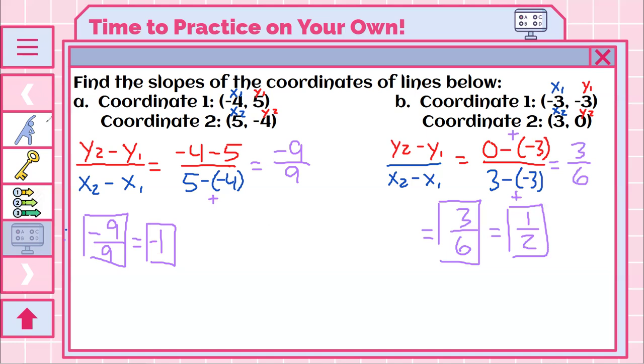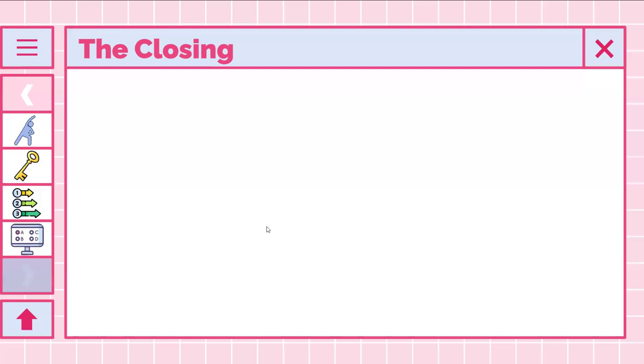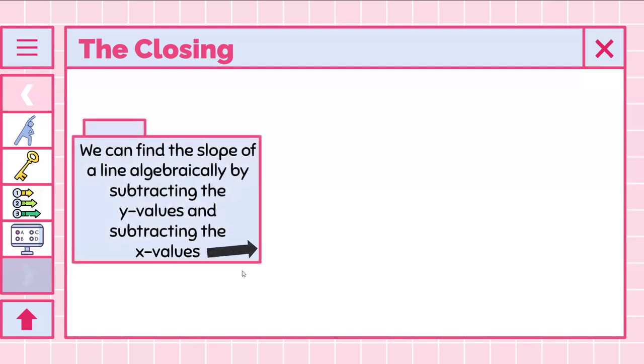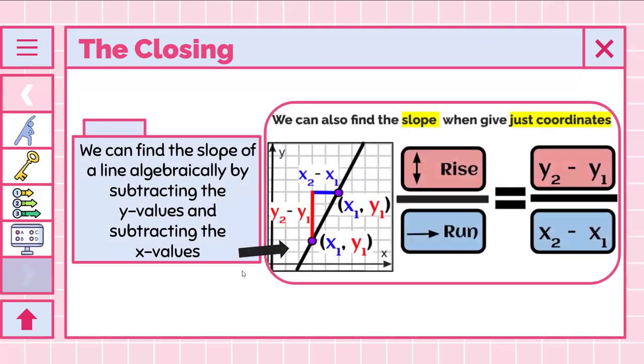This is time to pause and make any corrections if you need to. But I'm going to erase this and head to the closing, which is that we can find the slope of a line algebraically by subtracting the y values and subtracting the x values. So just a different way to find slope instead of just using the graph.